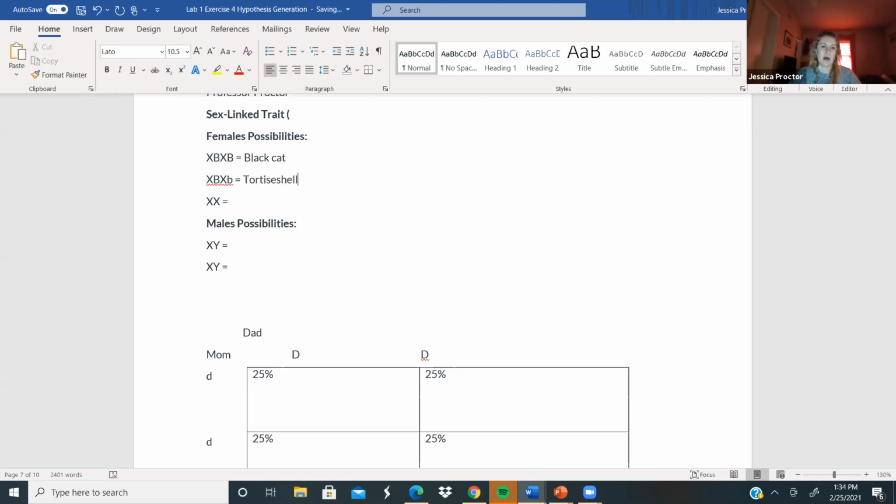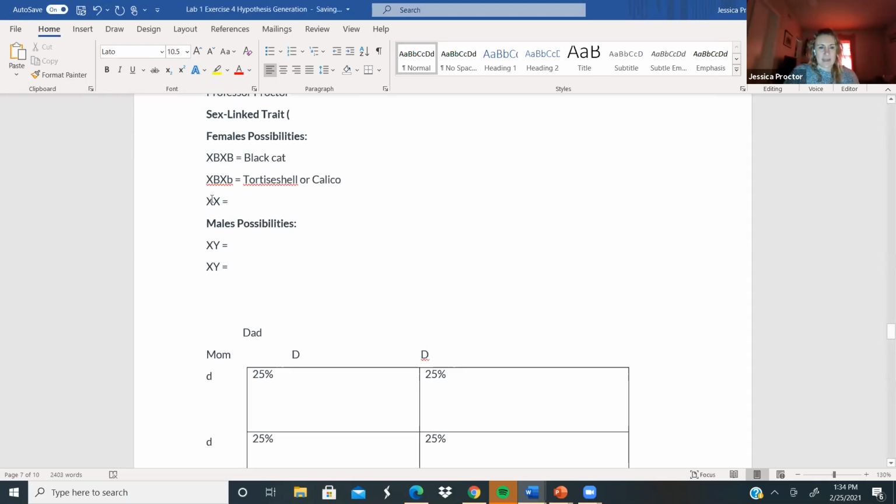Because it's incomplete dominance essentially. So the B allele, the dominant allele, is coding for the dark melanin color in the coat. And then the lowercase b allele is coding for the orange color. So this is what we call incomplete dominance because they're both going to be expressed in that cat's fur. So that's what's making the tortoiseshell, or you may also hear it called calico.